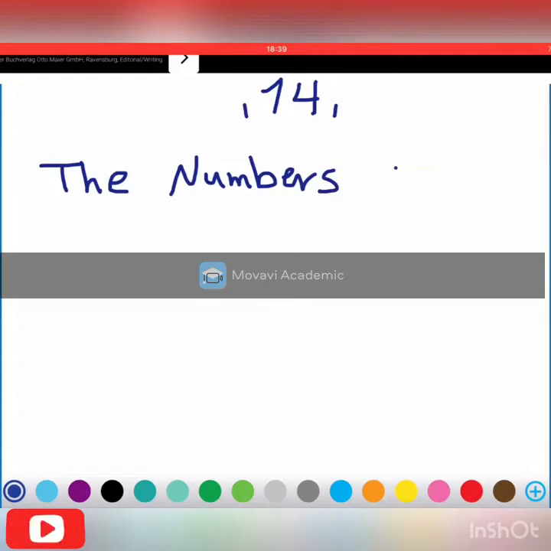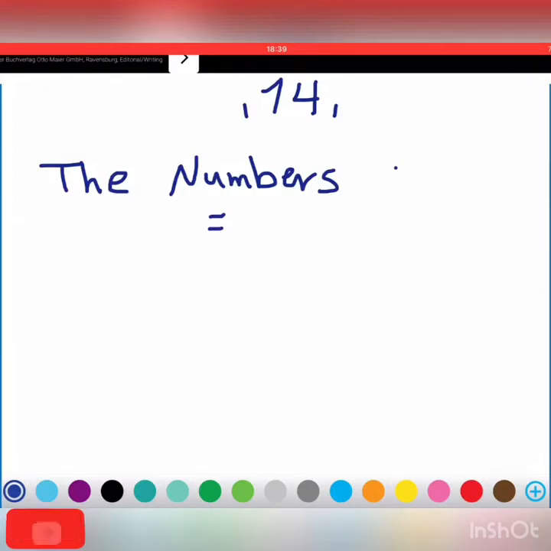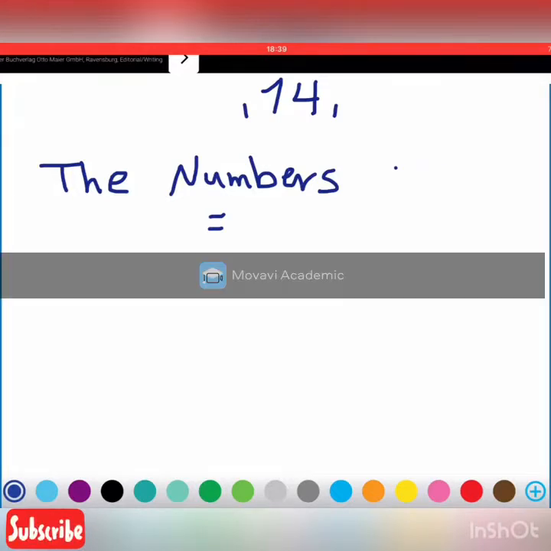numbers. So what's the meaning of this word, the numbers? Of Arabic is al-arqam. Al-arqam. If you want to try to write it, just stop the video and try to write it. Al-arqam. So we will write it together.